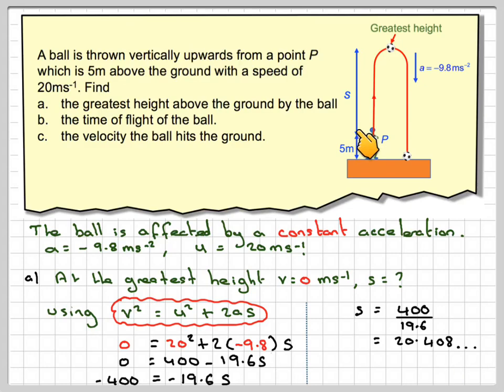That means that from here to here is 20.4 meters, but the question asks for the greatest height, so we need to include the 5 meters. So the greatest height will be equal to 20.4 plus 5, which gives me 25.4 meters.